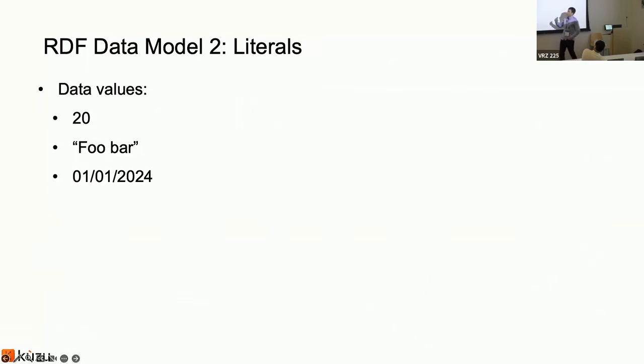The second part of the data model are these things called literals. These are just data values. So they're integers like 20, strings, dates, floating point numbers. They're just data, okay? They're not objects, and they're treated somewhat separately.